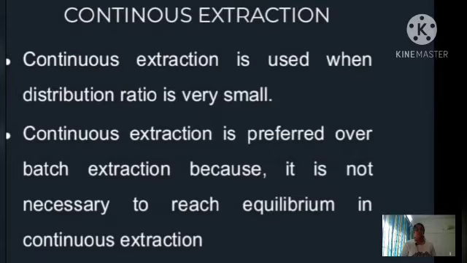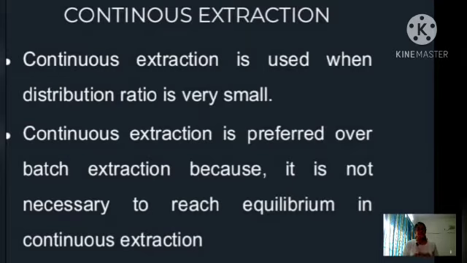So let us come to the second extraction technique, that is the continuous extraction technique. When the distribution ratio is very small, we use the multiple extraction technique. But multiple extraction gives many complications and it is too difficult to separate the components from a mixture. So Kirchhoff and Studial devised the continuous extraction technique to avoid multiple extractions.